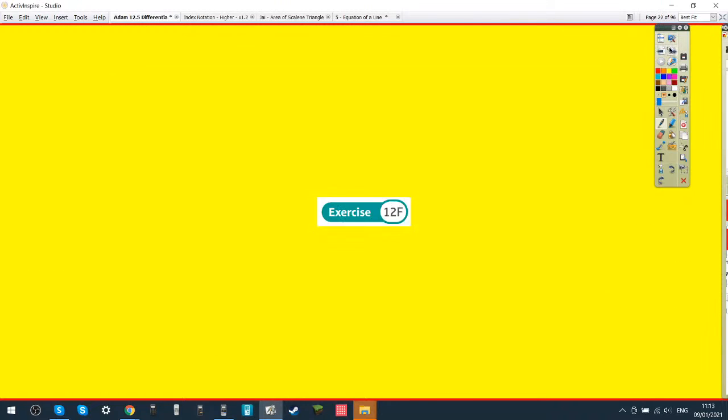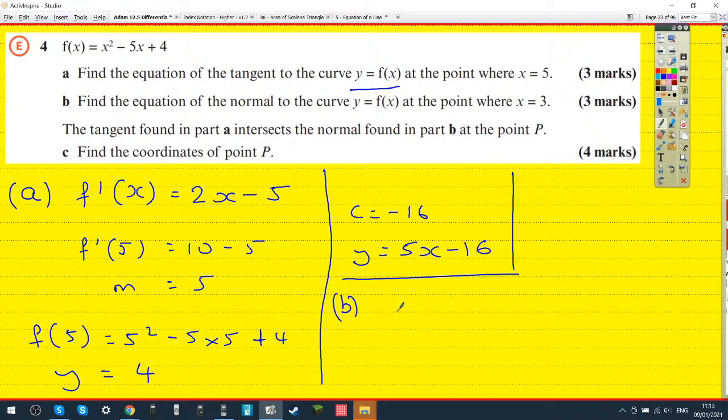The negative reciprocal. So the gradient for this one is 5. Any idea what the perpendicular gradient is?